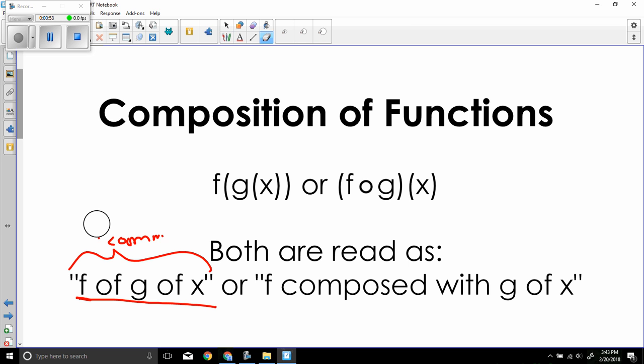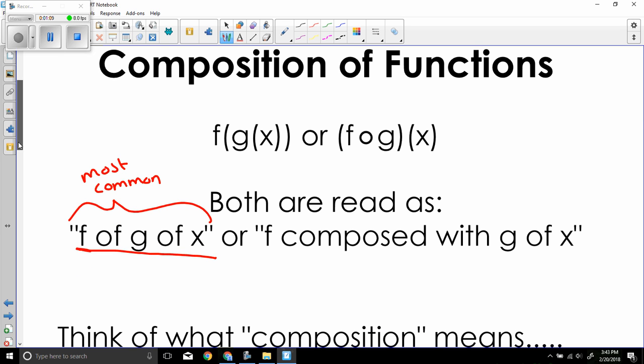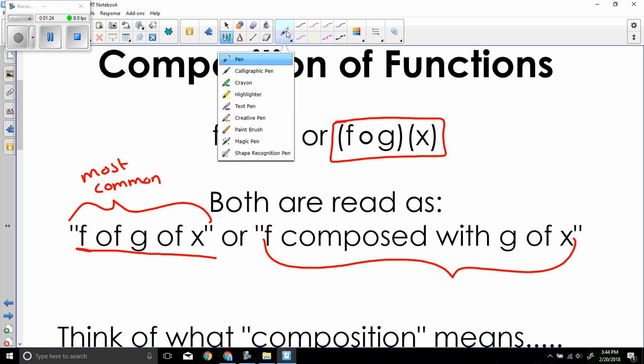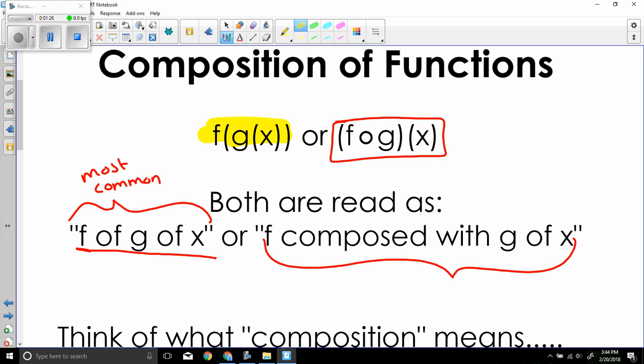Okay, that's the most common way. You will see a few different textbooks that will say f composed with g of x. We'll try to stay away from that, mainly because I don't use this syntax up here a whole lot. I will be focused with my f of g of x.